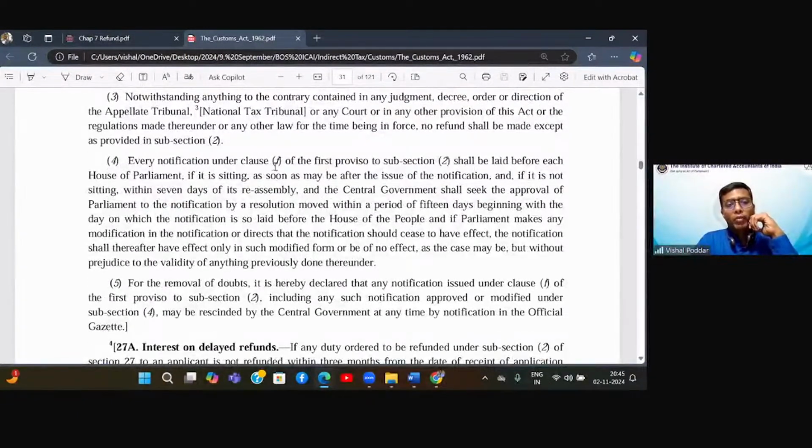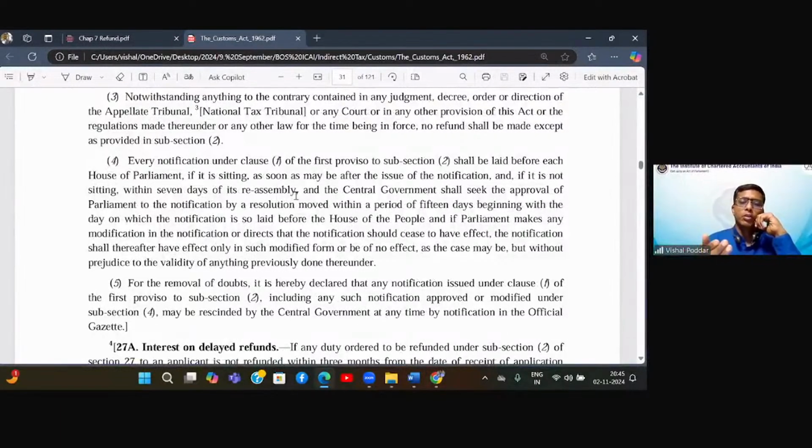Subsection 4, every notification under clause F. Again, clause F is what? Where the government wants to notify. Of the first proviso to subsection 2 shall be laid before each House of Parliament if it is sitting, as soon as may be after the issuance of the notification. And if it is not sitting, within 7 days of its reassembly.